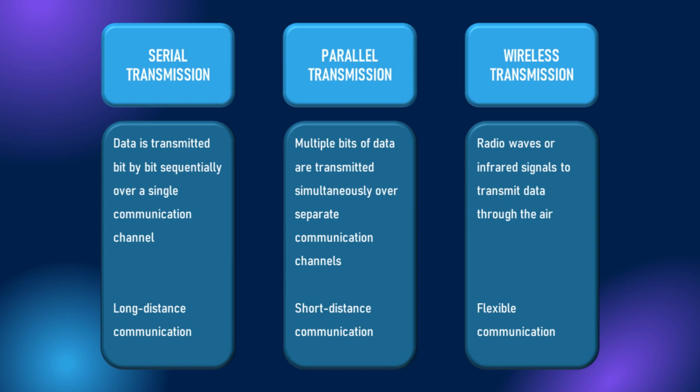Wireless transmission. Wireless transmission uses radio waves or infrared signals to transmit data through the air. It allows for flexible communication without the need for physical wires. Examples of wireless transmission include Wi-Fi, Bluetooth, and cellular networks.